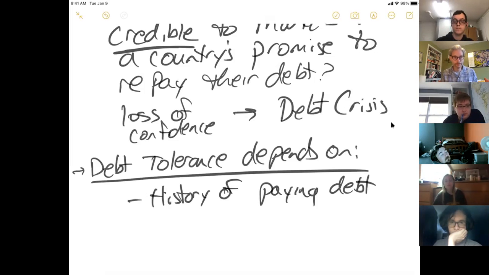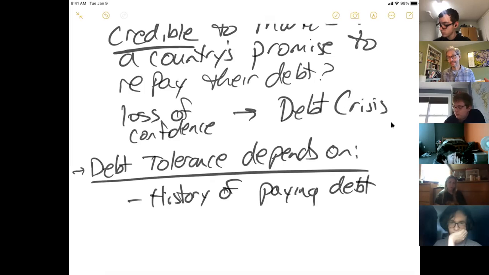How do we prove to creditors, how do we prove to markets that we will pay our debts and be able to borrow more in the future? We pay our debts, right? If we want to borrow more later, we have to pay our debts now. And so that was why Hamilton argued that the federal government should assume the states' debts from the Revolution, because that was a way to create debt tolerance. And he was right about that, right?